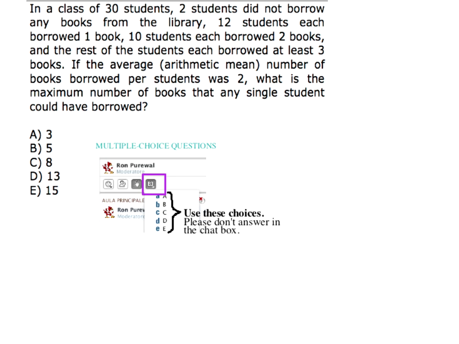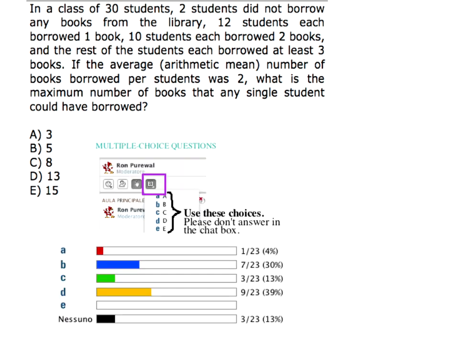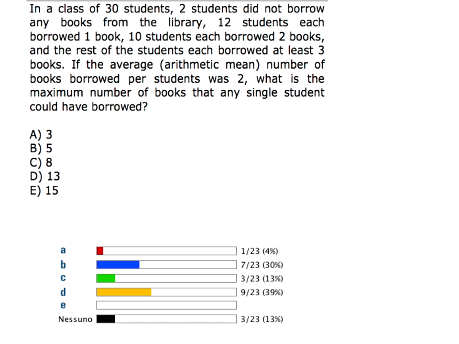So here are your responses to the question. As you can see, it's kind of bimodal here. We've got lots of preference for B and D here. So nobody picked E. Only one Lone Ranger picked A. Let's go ahead and check it out. In any case, let's talk about what's going on here.